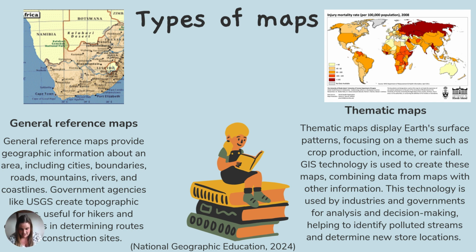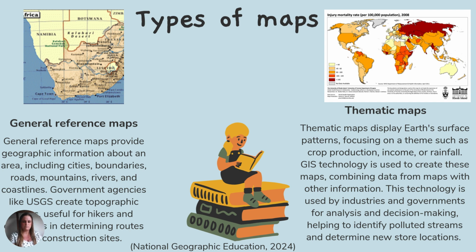Government agencies like USGS create topographic maps useful for hikers and engineers in determining routes and construction sites. So this obviously helps our hikers or our construction companies who want to fix the roads. I think they mainly fix roads. And this will obviously be useful to them to look at this map and see, okay, well, I need to fix that road. I need to fix the N2, for example. The N2 is that long, the N2 is this height.